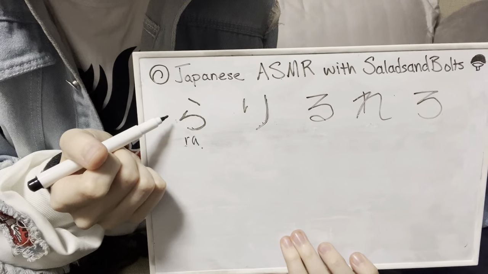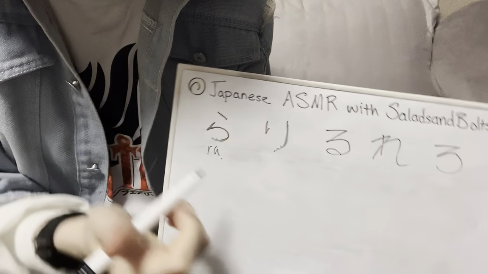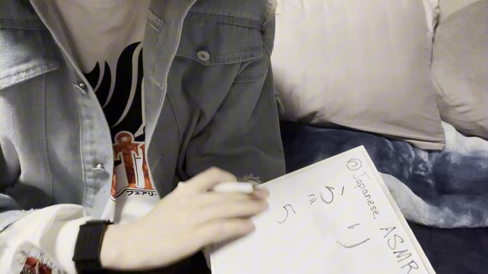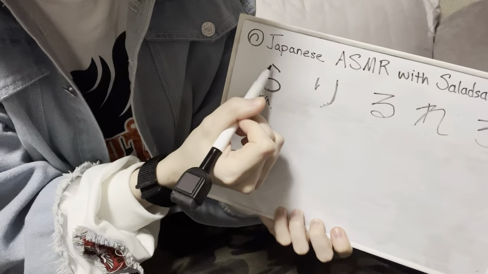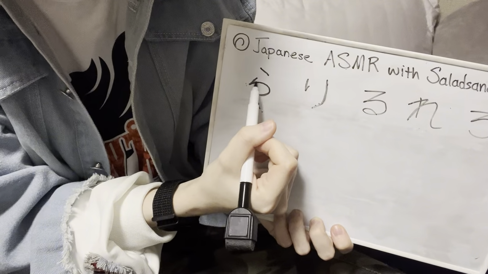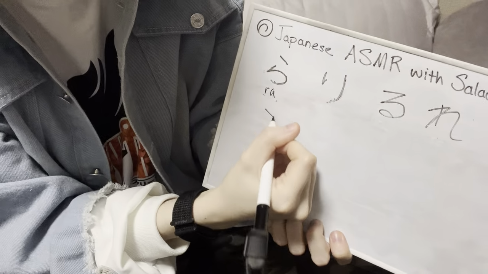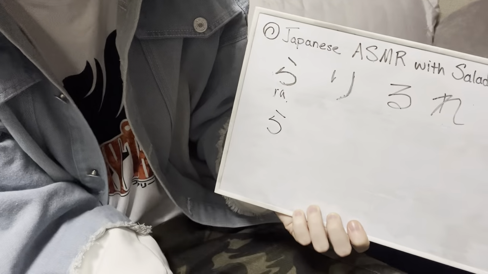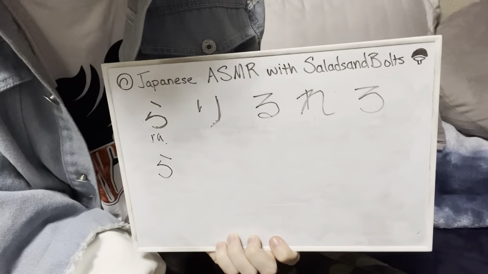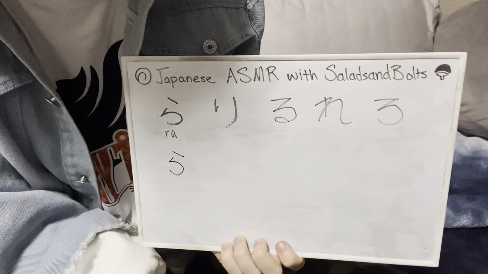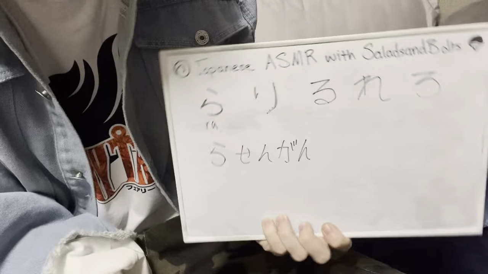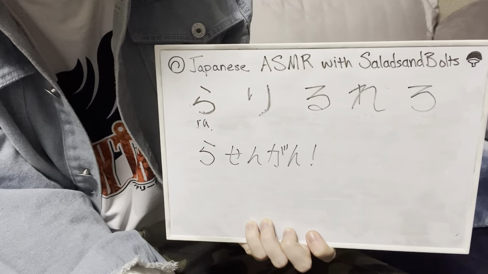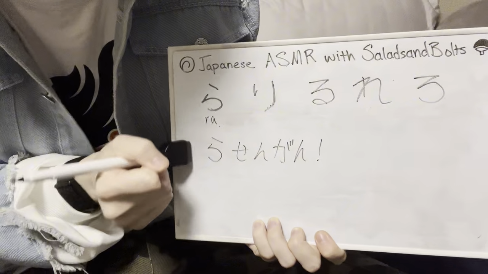The way that you're gonna remember this ra is that it looks like the number 5. That looks like a terrible number 5. So the way you write it is 1, 2, 1, 2. Ra. Everyone say it with me. Rasengan. Ra is for Rasengan. So you should definitely remember this ra if you're a Naruto fan.